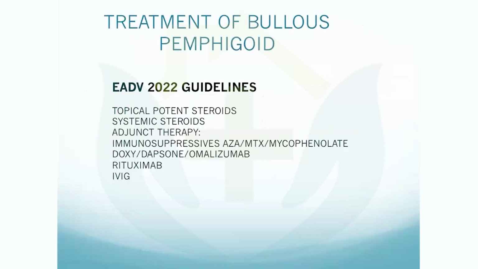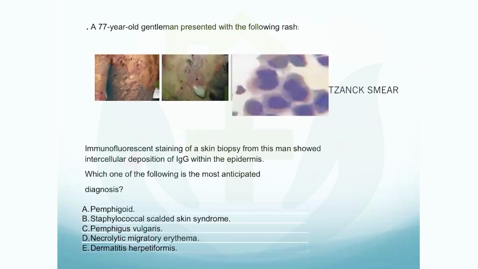So the treatment of bullous pemphigoid is topical steroids when it is limited to small areas, systemic steroids, and adjunct therapy with cytotoxic drugs. Omalizumab can also sometimes be helpful if there is a high eosinophil count. Rituximab and IVIG have all been used for treatment of bullous pemphigoid.